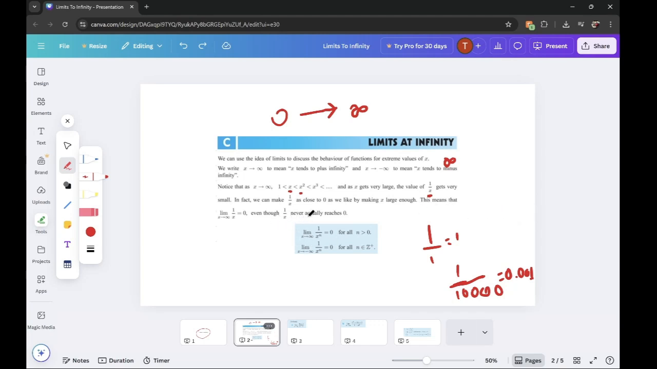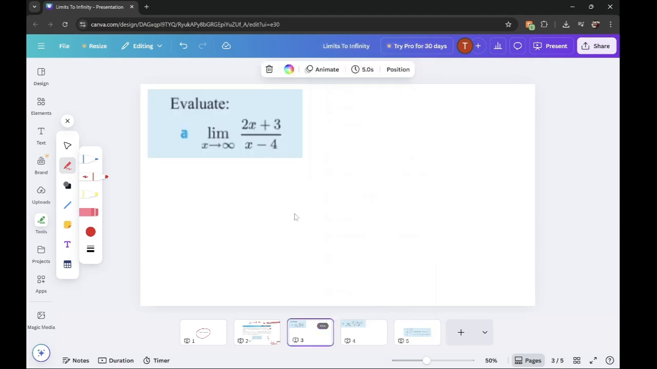Even though 1 over x never actually reaches 0, because no matter how many zeros there are, there'll always be this 1 at the end, we can take it as 0. That is what the limit implies. You can see both of those cases here. I'm not going to go through that, but this is the most important part. Usually the definition isn't the most important, but in this case it is. It'll make more sense once I do this question.